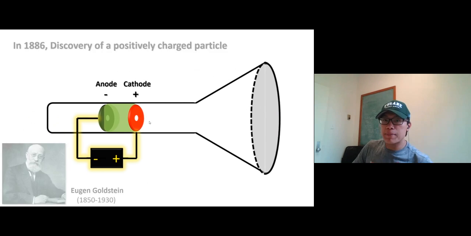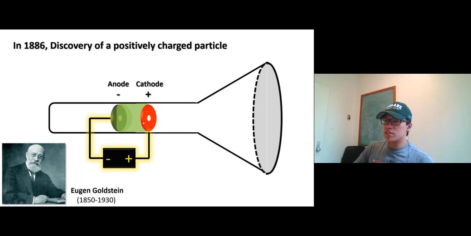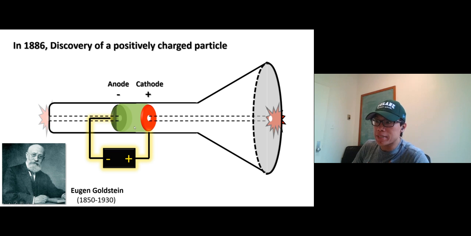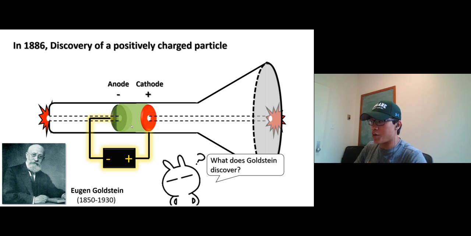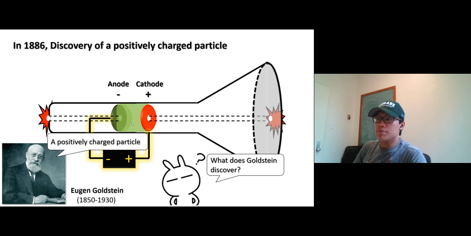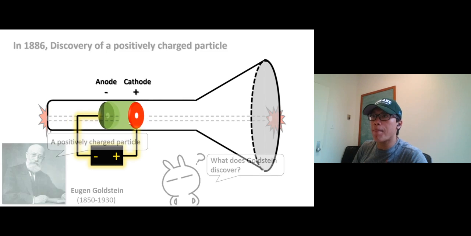At pretty much the same time, Eugen Goldstein, a German scientist, don't call him Eugene, discovered that not only is there the cathode ray coming out, the negative, but also the tube emits light from the opposite direction. What is that particle? That's a proton, a positive charge. Goldstein discovered a positively charged particle, but he doesn't know yet that it's a proton. All right, we're going to go back to JJ Thomson.